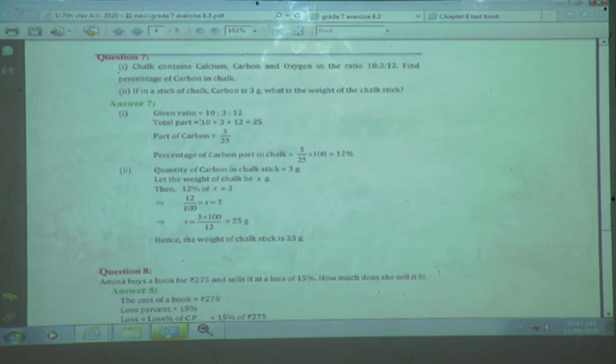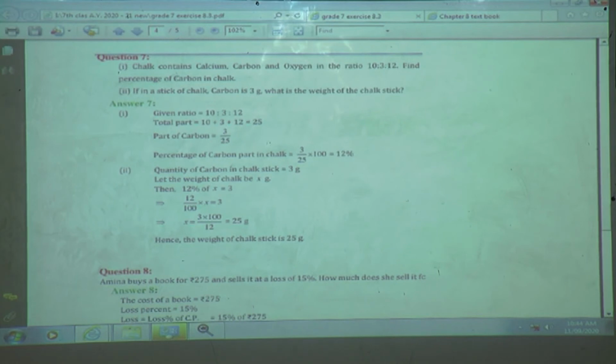Here we will have another example, that is, chalk contains calcium, carbon and oxygen in the ratio of 10:3:12. Calcium, carbon and oxygen, which is given in ratio. Now you know how to find out. We have to find the total of the ratio parts, that is 10 plus 3 plus 12, which is nothing but 25. After getting this sum, you have to consider calcium one time, then carbon one time and oxygen one time.